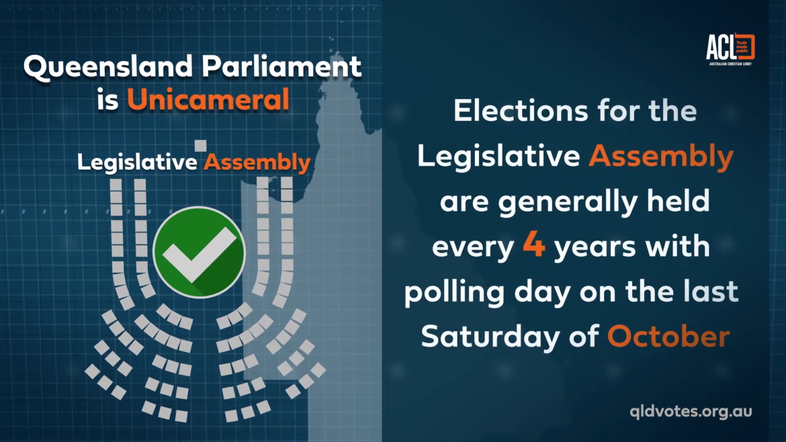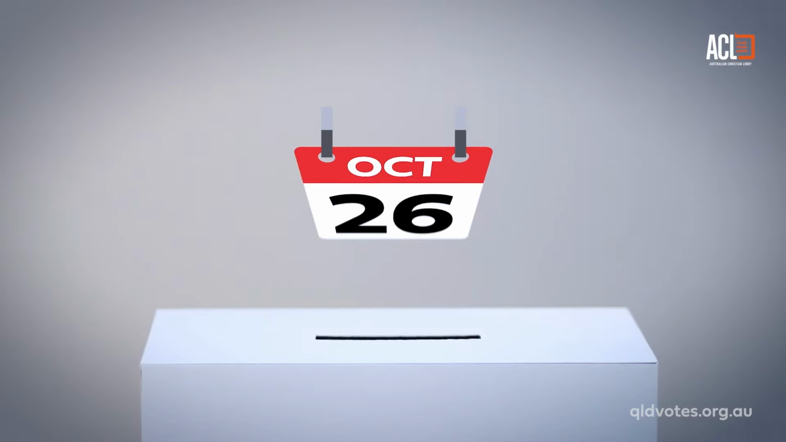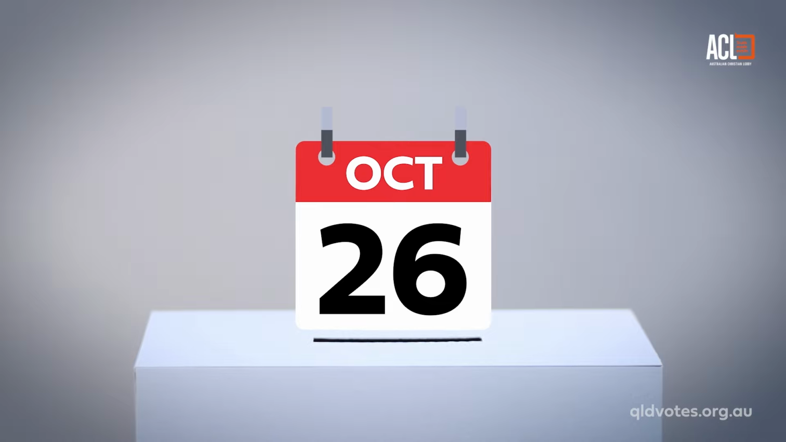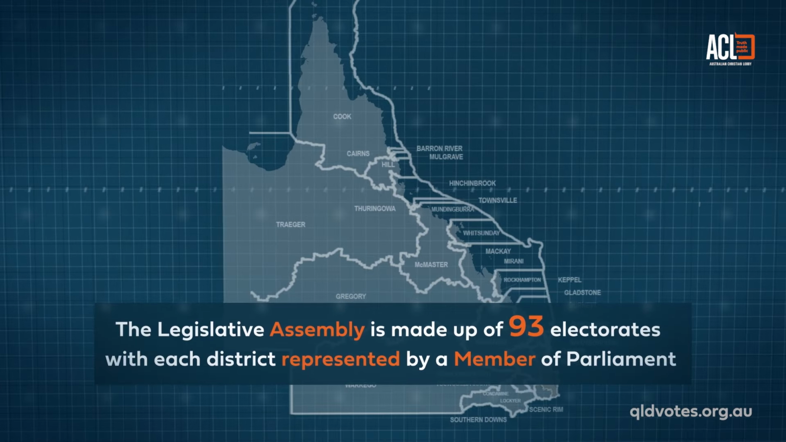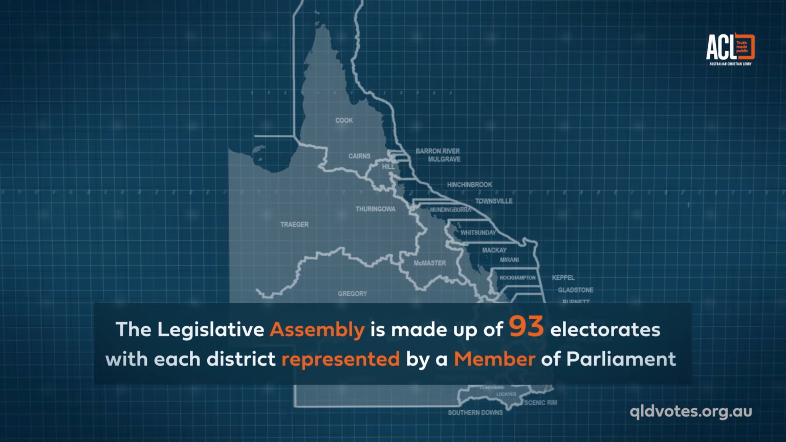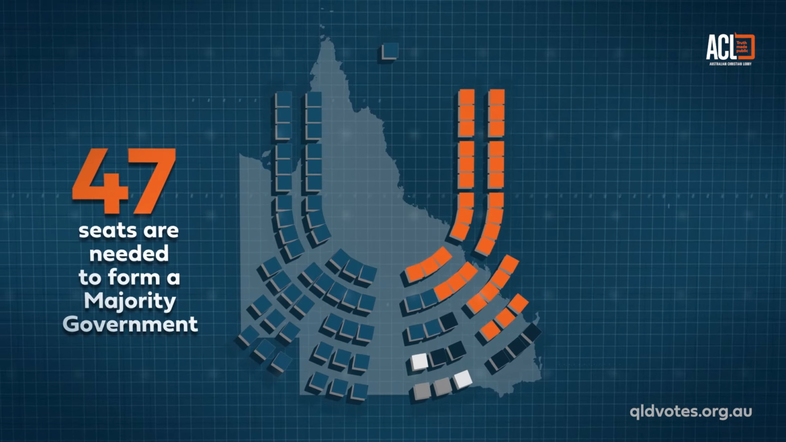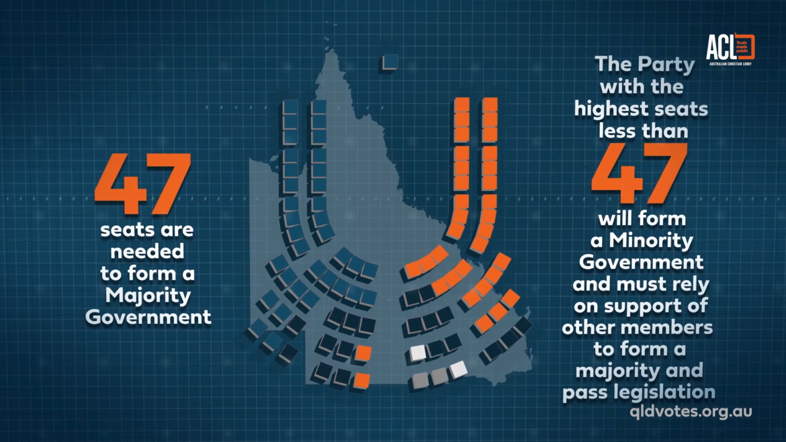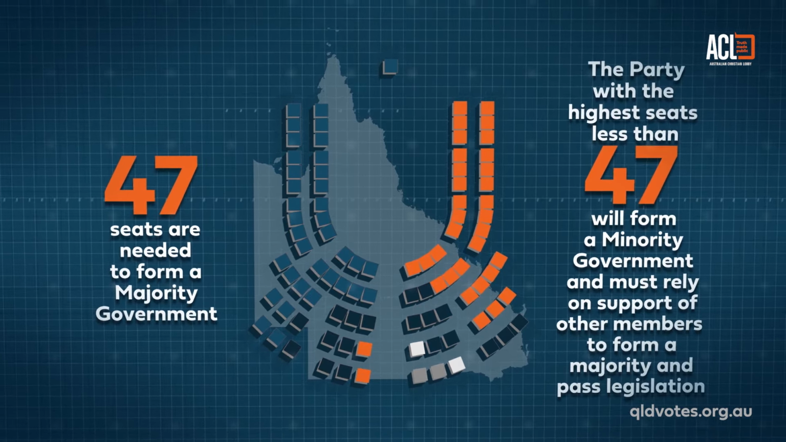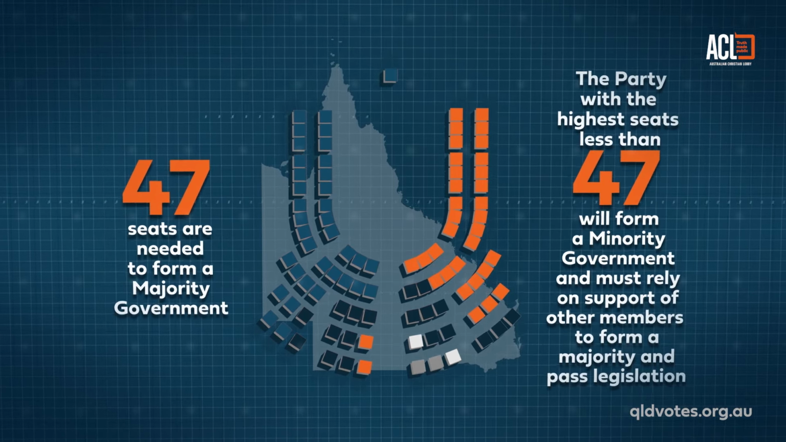Elections for the Legislative Assembly are generally held every 4 years, with polling day on the last Saturday of October. The Legislative Assembly is made up of 93 electoral districts, with each district represented by a Member of Parliament or MP. 47 seats are needed for a party to form a majority government. If the party with the highest number of seats wins less than 47 seats, that party will form a minority government and must rely on the support of members, usually from the crossbench, to form a majority and pass legislation.